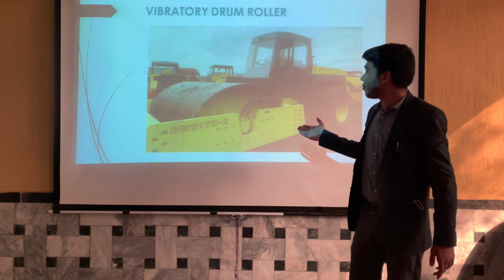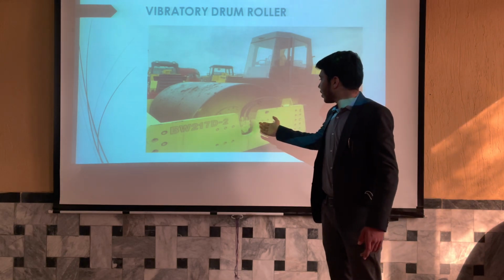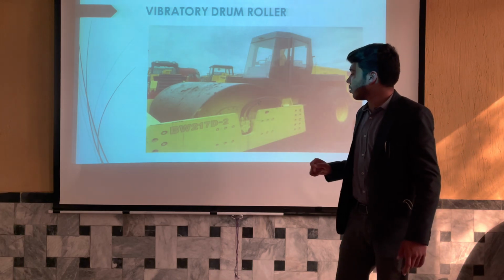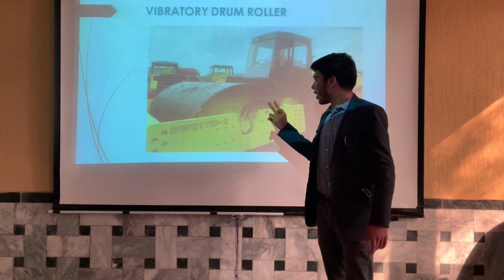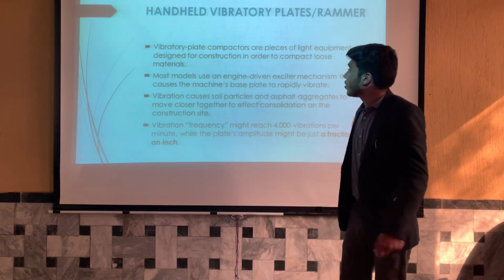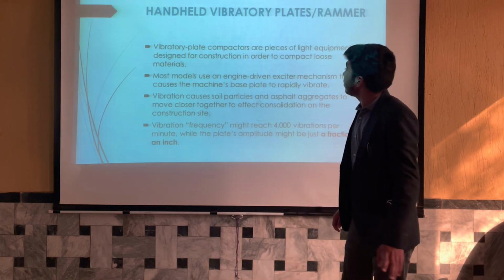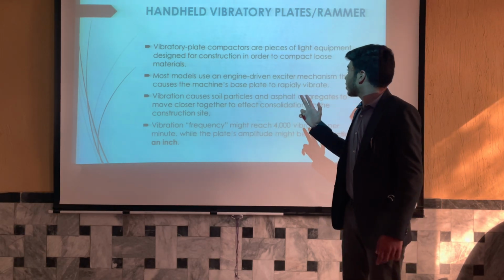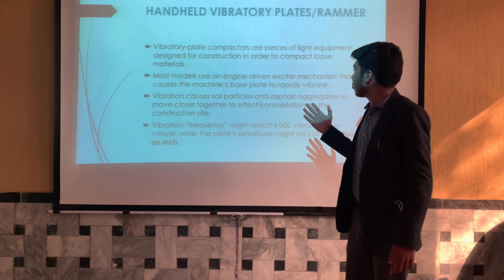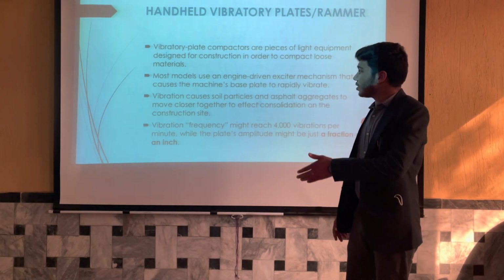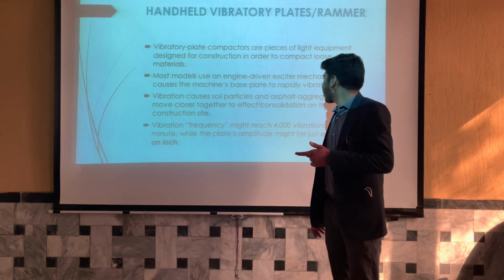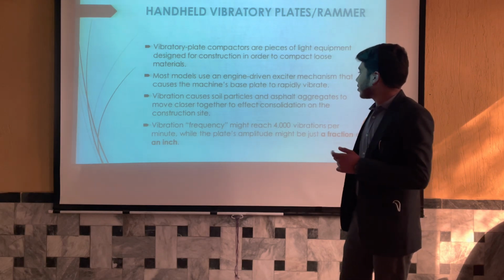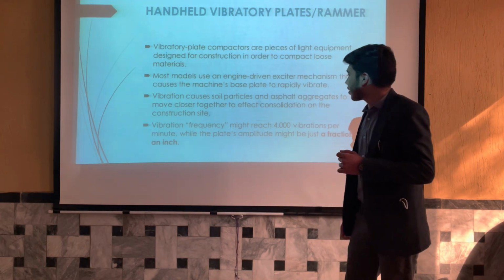Next one. This is a vibratory drum roller, and this one uses a shaft to produce vibrations, and we have another type that uses basalt. Then there are handheld vibratory plates or rammers. Vibratory plate compactors are pieces of light equipment designed for construction in order to compact loose materials. Most models use an engine-driven exciter mechanism that causes the machine's base plate to rapidly vibrate. Vibration causes soil particles and asphalt grains to move closer.